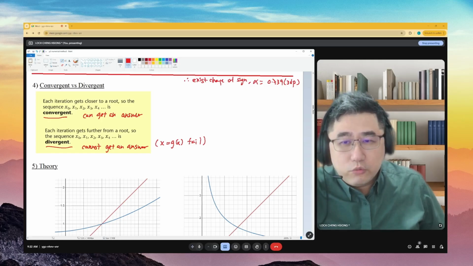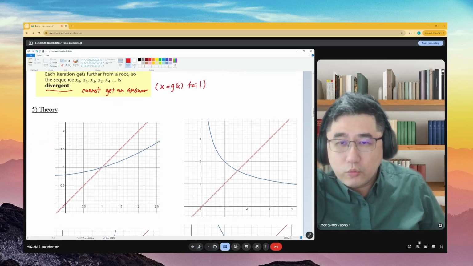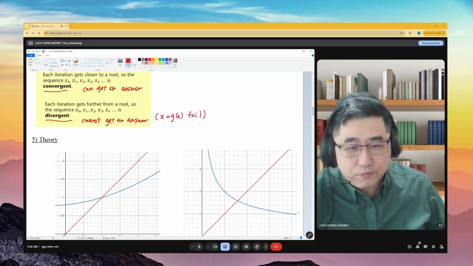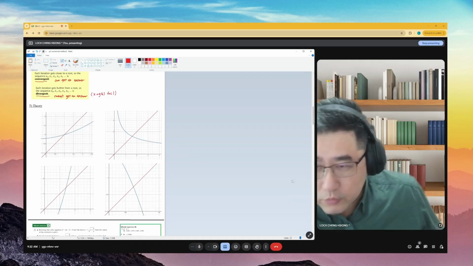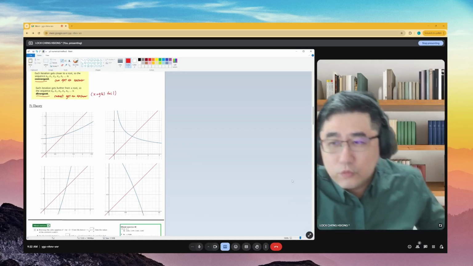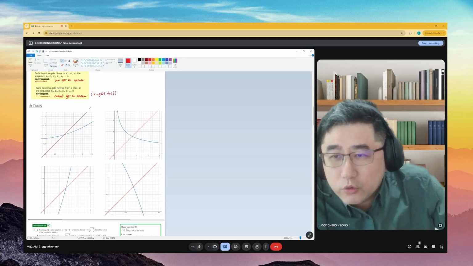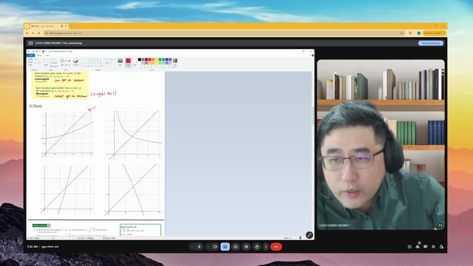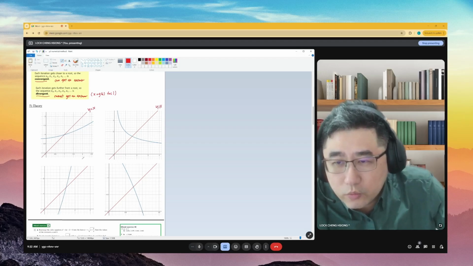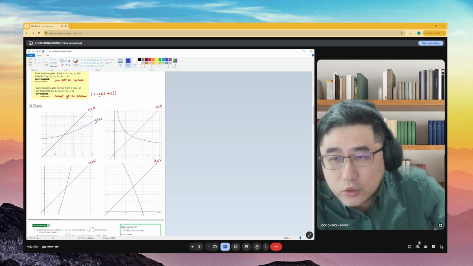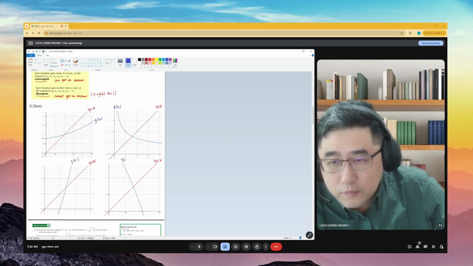So theory-wise, how do we actually know when x equals g(x) works or doesn't? We will look at some diagrams here. Over here, I already prepared a graph, where the red one is y equals x. Then you have the blue one, that is your g(x).